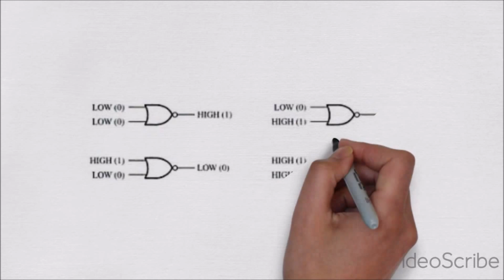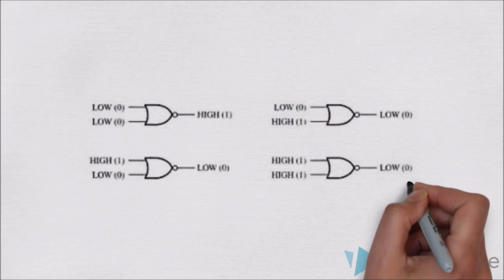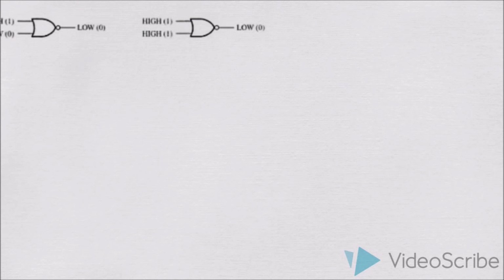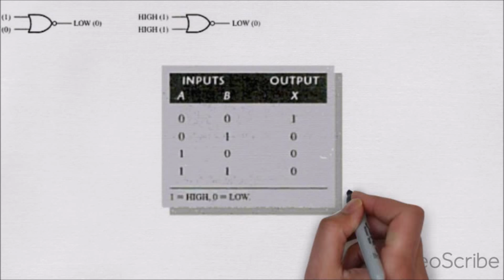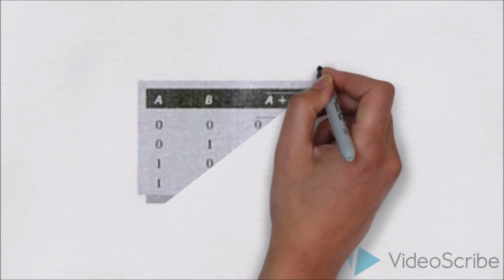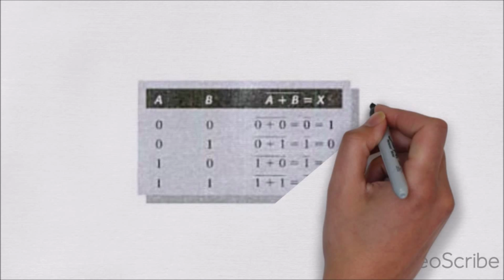For the specific case of a 2-input NOR gate, the operation can be stated as follows. For a 2-input NOR gate, output X is low if either input A or input B is high, or if both A and B are high. X is high if both A and B are low. The Boolean expression for the output is X is equal to negated A plus B.